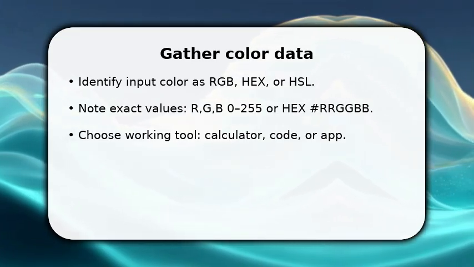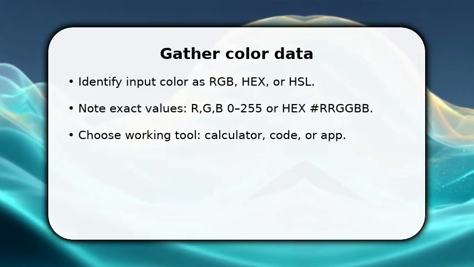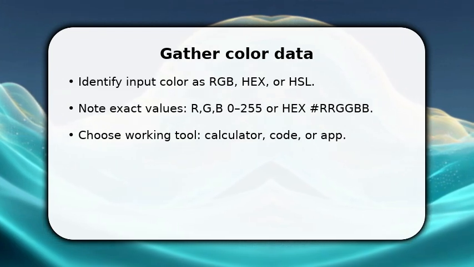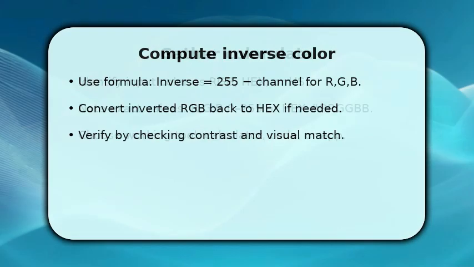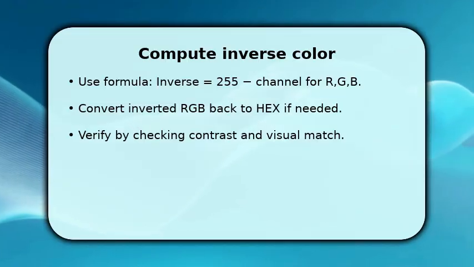If you prefer code, open a quick REPL or text editor now and paste the RGB values into variables to avoid manual arithmetic errors. Next, perform the actual inversion. Subtract each channel from 255. That gives the inverted R, G, and B. For example, if R is 60, inverted R becomes 195.